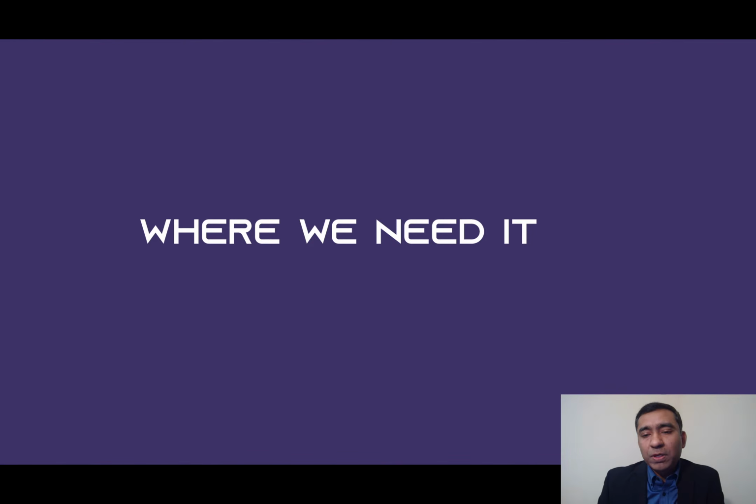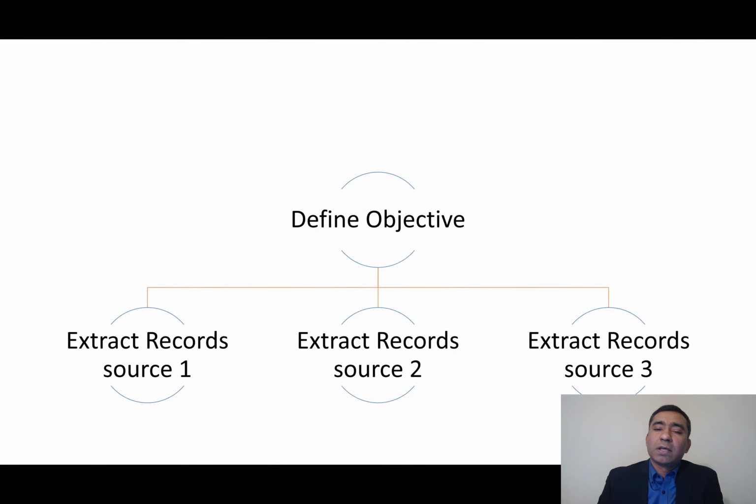Now, where do we need these AI based tools and how can we use them in our research? That's an important question, and that's the main idea of today's online session. The first thing is, let's try to learn how we do the literature review process the way I taught you in different videos. So first we define objectives, and then we extract data or records from different sources, right? So this is the stepwise discussion of the literature review process.